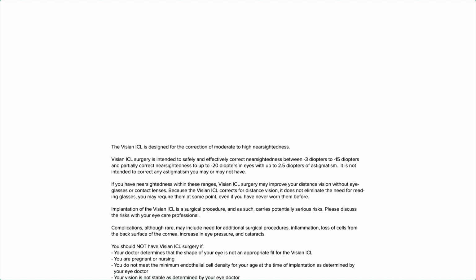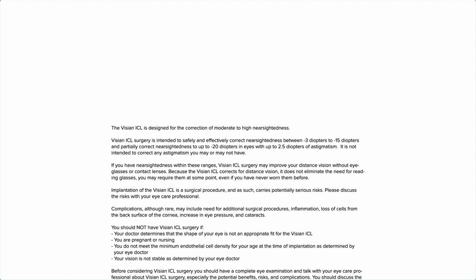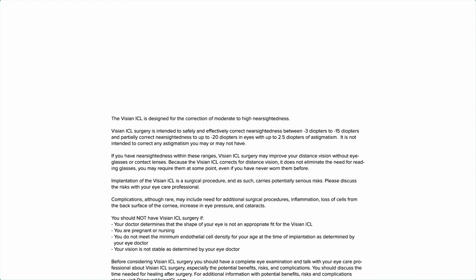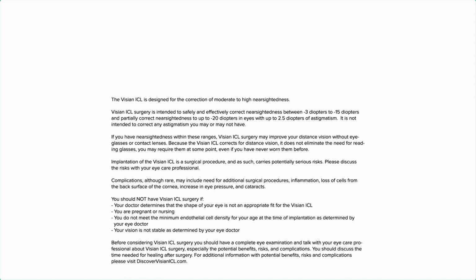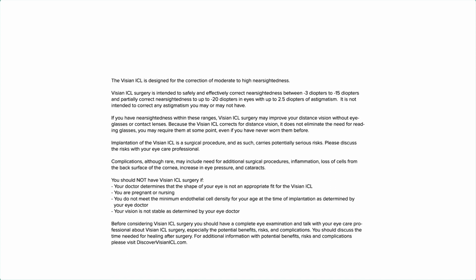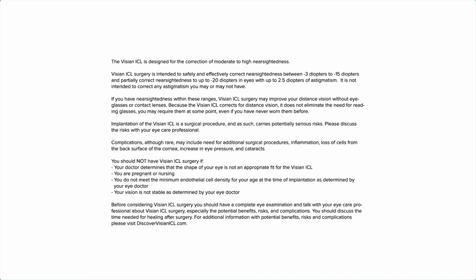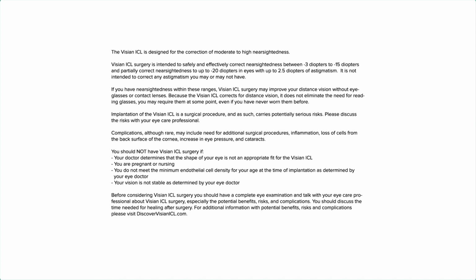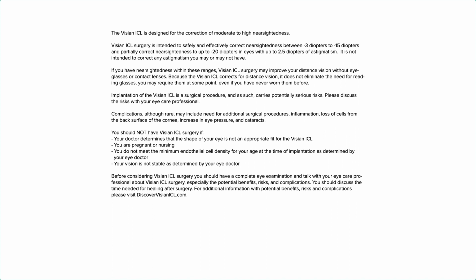Because the Visian ICL corrects for distance vision, it does not eliminate the need for reading glasses. You may require them at some point, even if you have never worn them before. Implantation of the Visian ICL is a surgical procedure and, as such, carries potentially serious risks. Please discuss the risks with your eye care professional. Complications, although rare, may include need for additional surgical procedures, inflammation, loss of cells from the back surface of the cornea, increase in eye pressure, and cataracts.